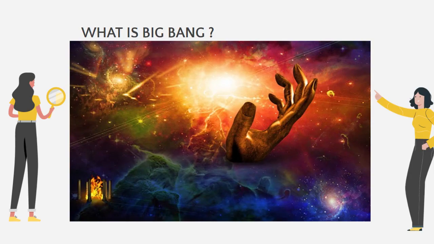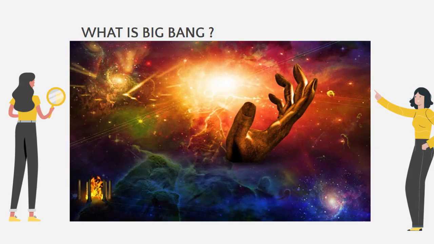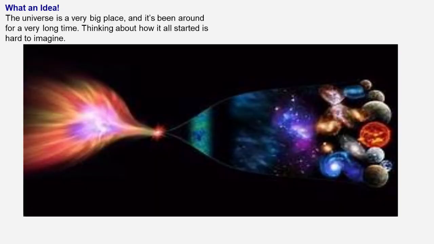Next one, we have the Big Bang. So, what is the Big Bang? In the Big Bang, this is how the universe began. It was just hot, tiny particles mixed with light and energy. The universe is a very big place, and it has been around for a very long time. The tiny particles also group together.